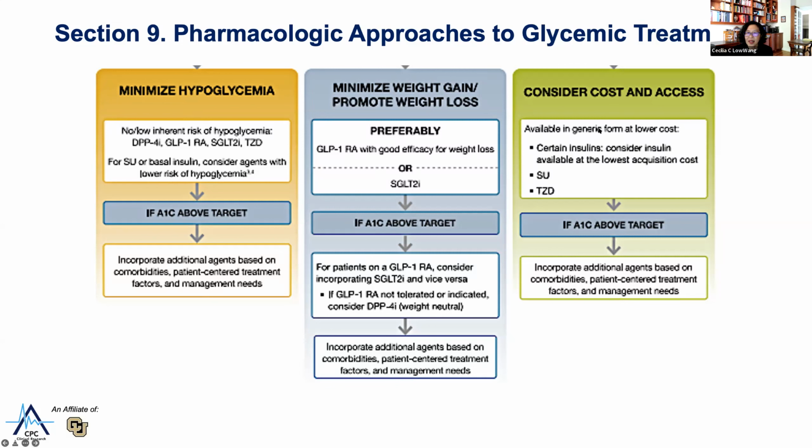And then for cost and access, really, we think about insulins, except that whenever someone starts insulin, then you need to start glucose monitoring more. You're starting to pay for pen needles. I mean, there's so many things besides insulin that need to get paid for, that we also have to think about those costs. But sulfonylureas and thiazolidinediones are the cheapest out there besides metformin.